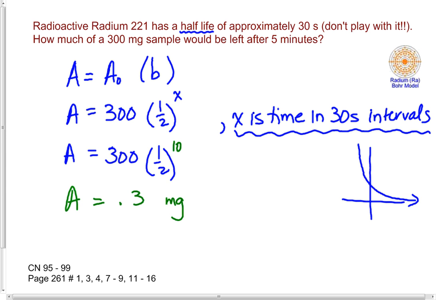milligrams in 5 minutes. Course Notes 95 to 99 has quite a few excellent word problems. Page 261, you have a selection there as well. So you've got 2 days to work on these and make sure that you can graph with transformations.